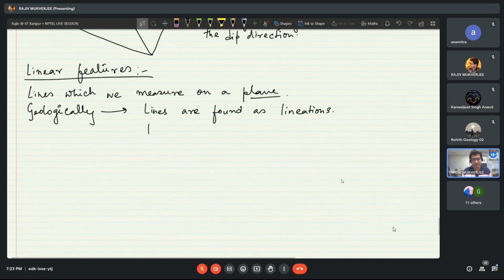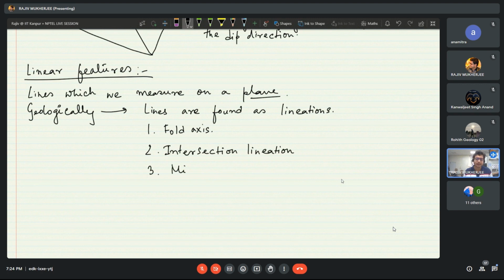So there can be fold axis. This is one of the most prominent lineations that we measure in the field. In the upcoming lectures, we will of course learn about fold axis and different measurements of that. But till then, just remember that fold axis is one of the important lineations that we measure. It can be intersection lineation, mineral lineation, and pressure shadow lineation.